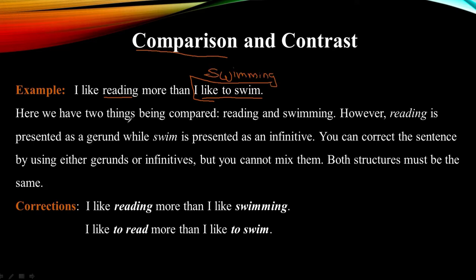And you can see that now you have two things to look at with parallelism. List and comparisons and contrast. But the principle is the same always. If you've got two things, whether it's a list or whether you're comparing something, they have to have the same structure. Let's see how you do on some practice with this.